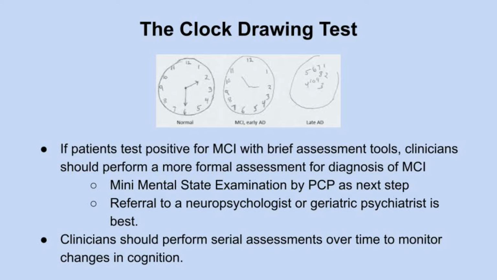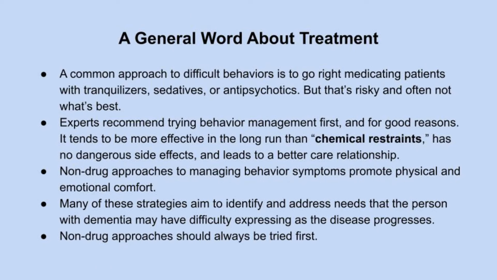So they can go on and get the mini mental state examination. This could be done by their primary care physician. This would take about 20 to 30 minutes, or even better yet, they can have a referral to a neuropsychologist or a geriatric psychiatrist, and this really would be best. And then they should have serial assessments over time to monitor changes in their cognition. But the point is to have the correct diagnosis, if this would be something like Alzheimer's or another type of dementia. So as we're getting into treatment, I do want to just say a general word.